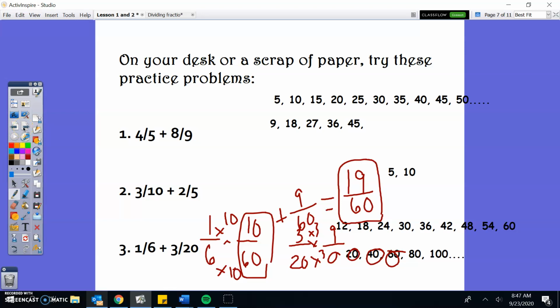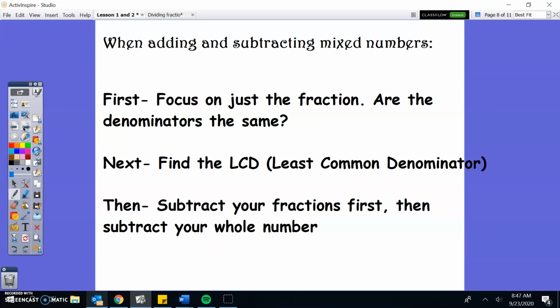But we're going to move into talking about adding and subtracting mixed numbers. Now, we're going to continue reviewing this next week, so don't worry if you don't get it today. But there are 3 things you need to remember. First, focus on just the fraction. Ignore the whole number and ask yourself the question, are the denominators the same? Your next goal is going to be to find your least common denominator, like we did, list the common denominators. Then subtract your fractions first, and then subtract your whole number. So those are 3 steps for adding and subtracting mixed numbers.